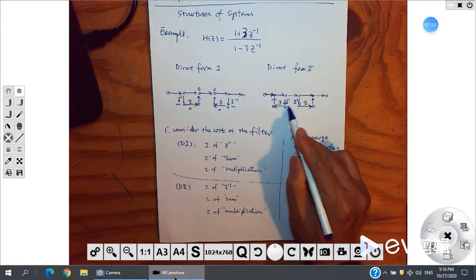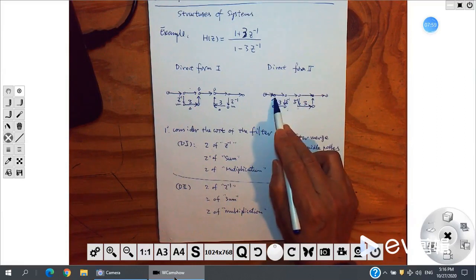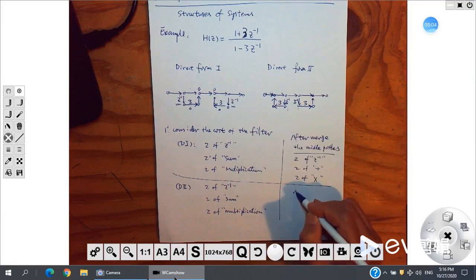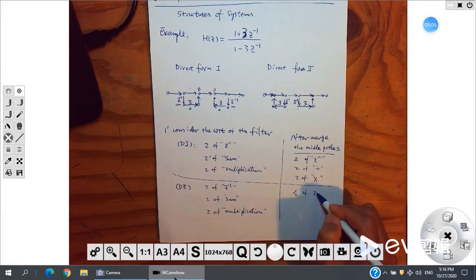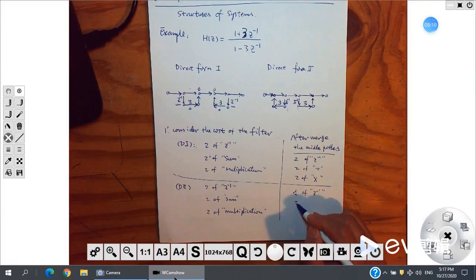And this one, after we merge, these 2 are summations, still 2 summations, and the delays merge together. So I have 1 delay, 2 multiplications, and 2 summations. How many summations?